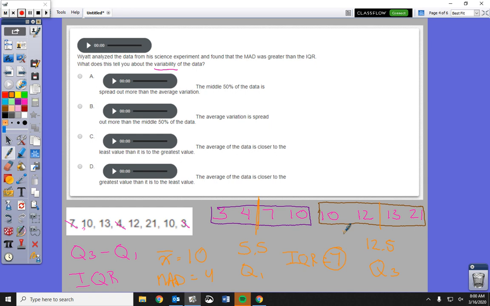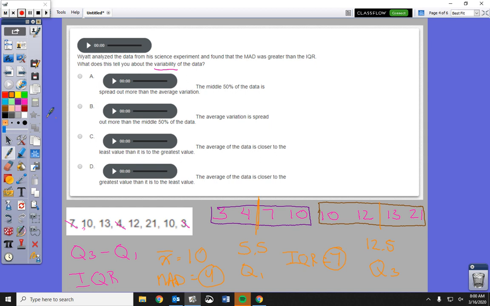It means there's not a lot of difference between there. If we take a look here, it says that the MAD was greater than the IQR. In our situation, the MAD was smaller than the IQR. All that tells me is that every number is pretty tightly aligned and there's not much deviation from the MAD in every value of the data set. When the IQR is smaller, it says that the middle 50% of the data, half the people, were tightly aligned.